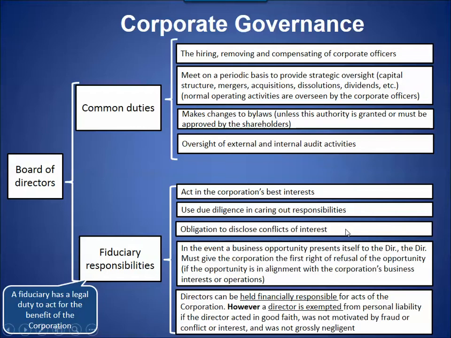There's an obligation to disclose a conflict of interest if there's a conflict of interest that does conflict with the interest of the corporation. Also in line with this, in the event a business opportunity presents itself to a director, the director must give the corporation the first right of refusal of that opportunity if that opportunity is in alignment with the corporation's interests or operations.